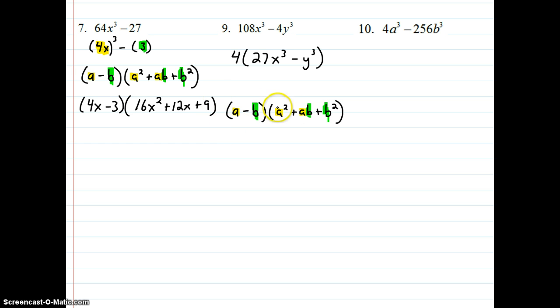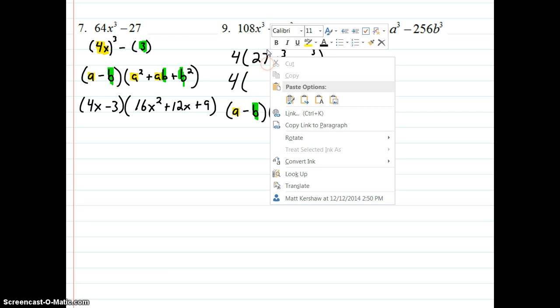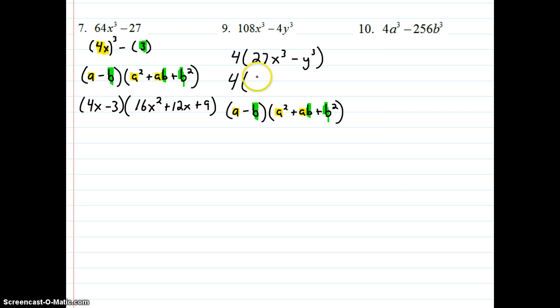Okay, so I just copied the formula down, and so now I just got to take this. Now you want to write the 4 every time, that way you don't forget about it. What cube gives us the 27? So that's going to be a 3x cubed. What cube gives us y? And that's going to be just y. And so now the 3x is going to be our a. The y is going to be our b.